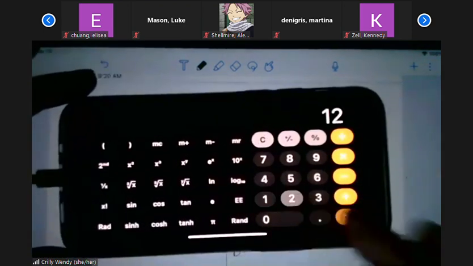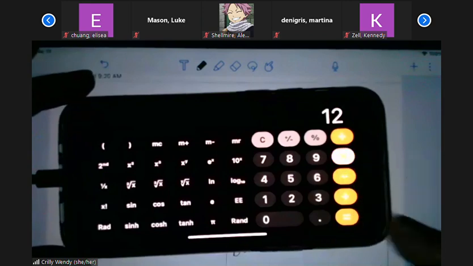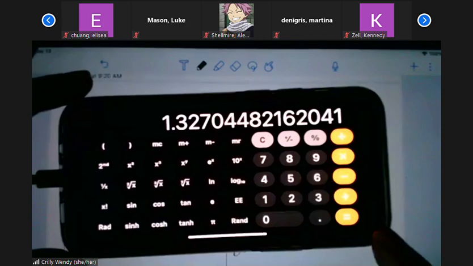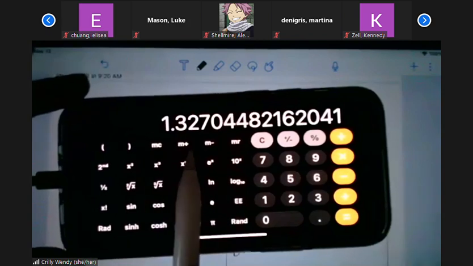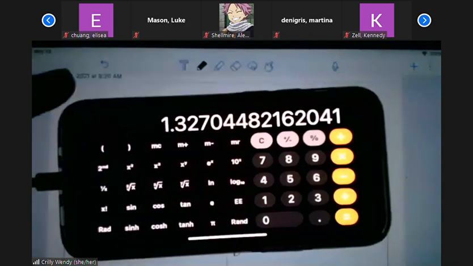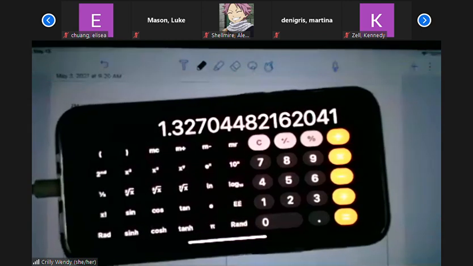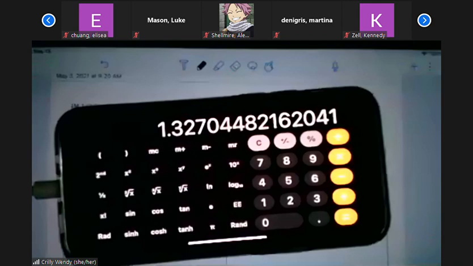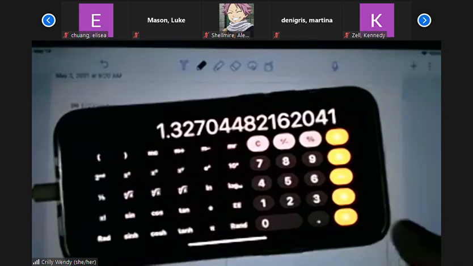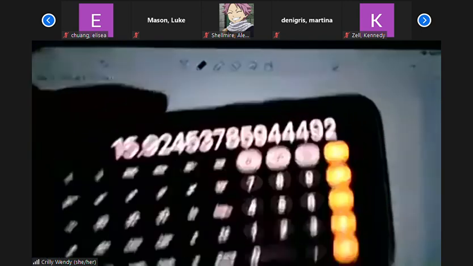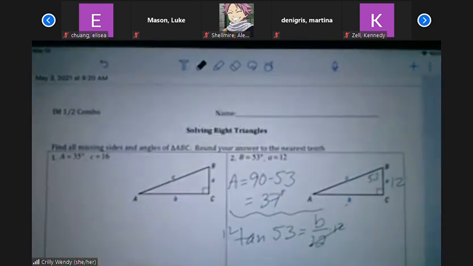So I'm going to go 12 times 53 tangent. But that's just the tangent of 53. You have to hit the equal sign. That's where some people are finding out they forgot to hit the equal sign at the end. So they were doing it correctly, except that they just forgot to hit the equal sign. So equals 15.9. So B is 15.9.